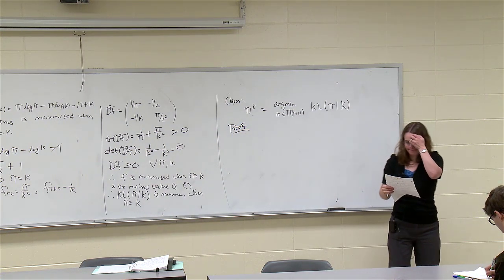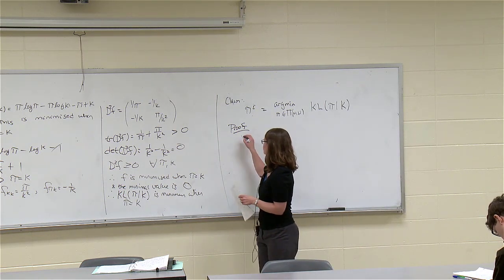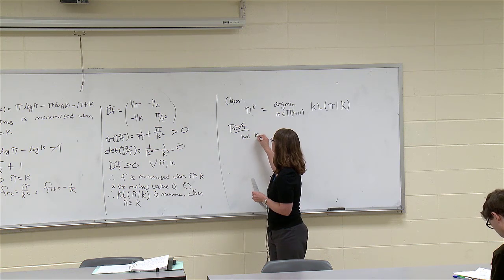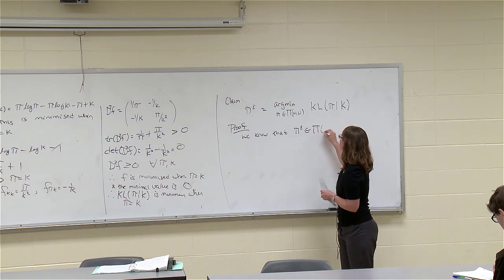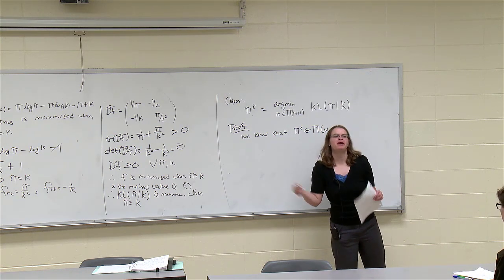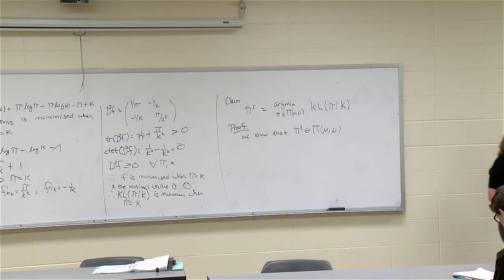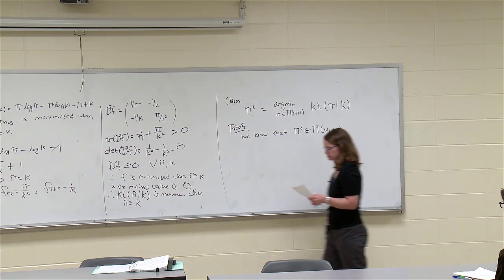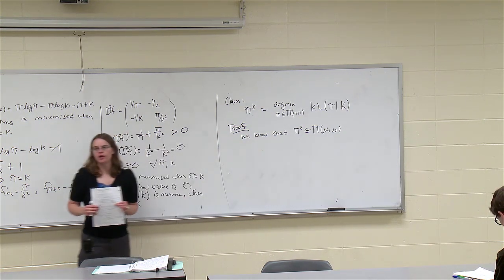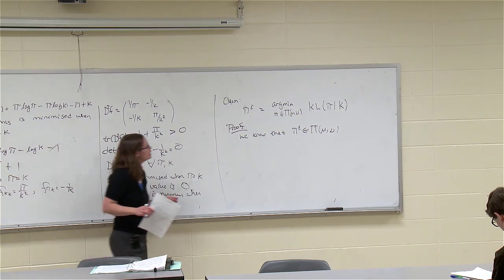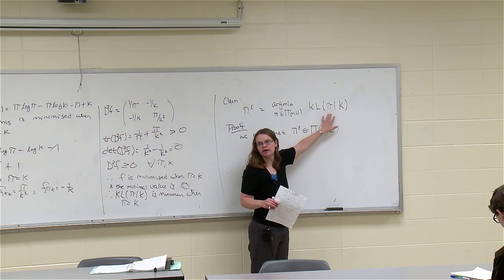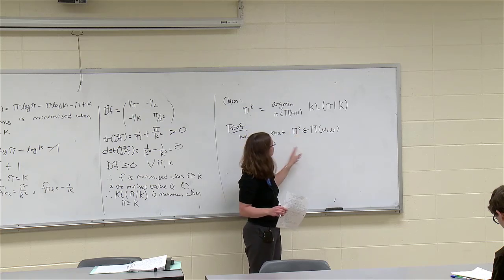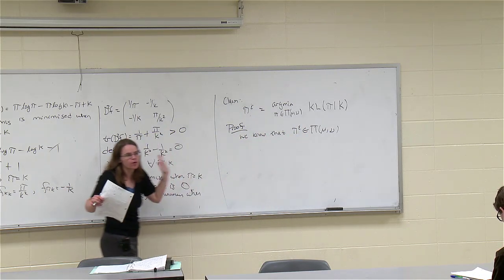Okay, so let's try to prove it. First of all, we know that pi epsilon is feasible. The definition of pi epsilon requires it to be feasible. So what do I want to do? I want to say, let me take any other feasible plan pi and say that if I put any other feasible plan in here, I get a larger value of this KL divergence, right? In other words, pi epsilon is the one that wants to minimize this. That's our goal.